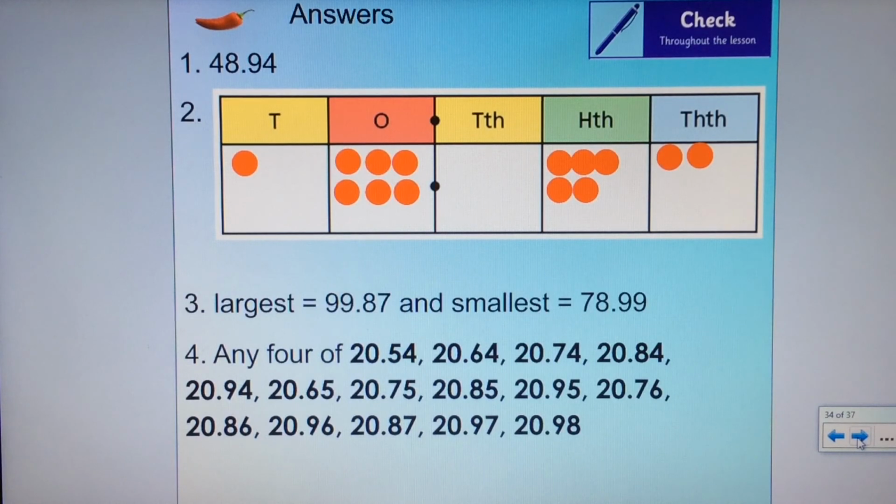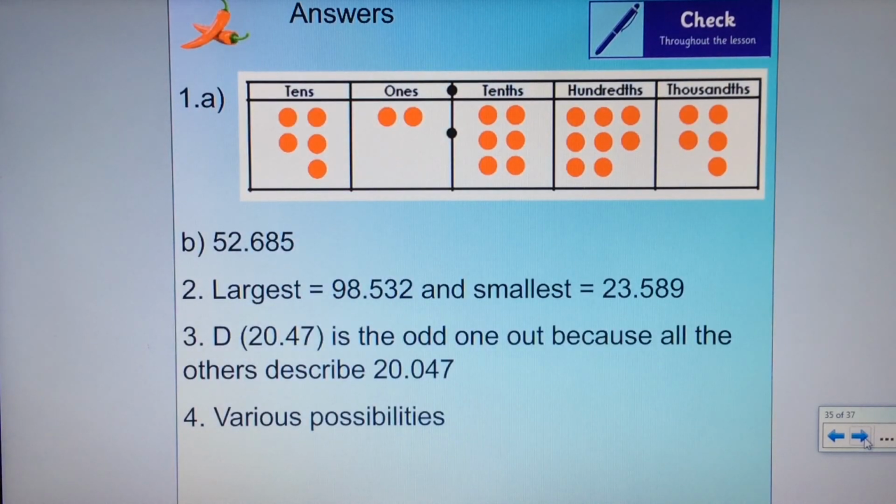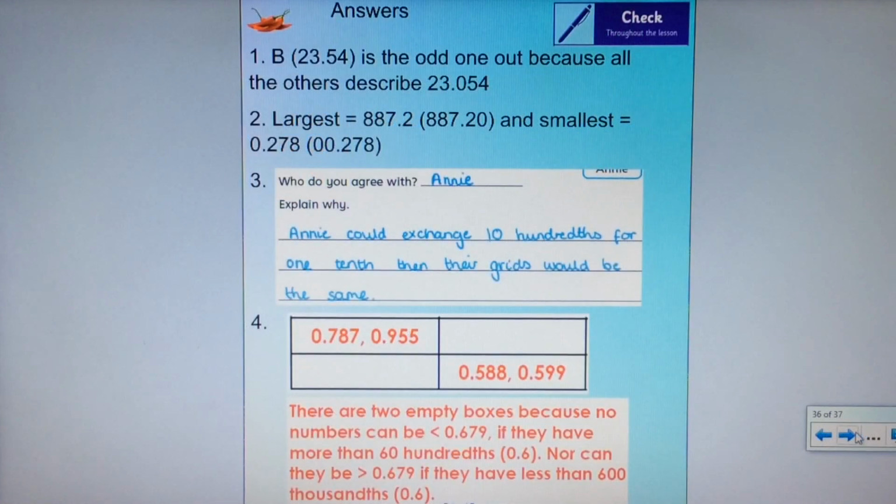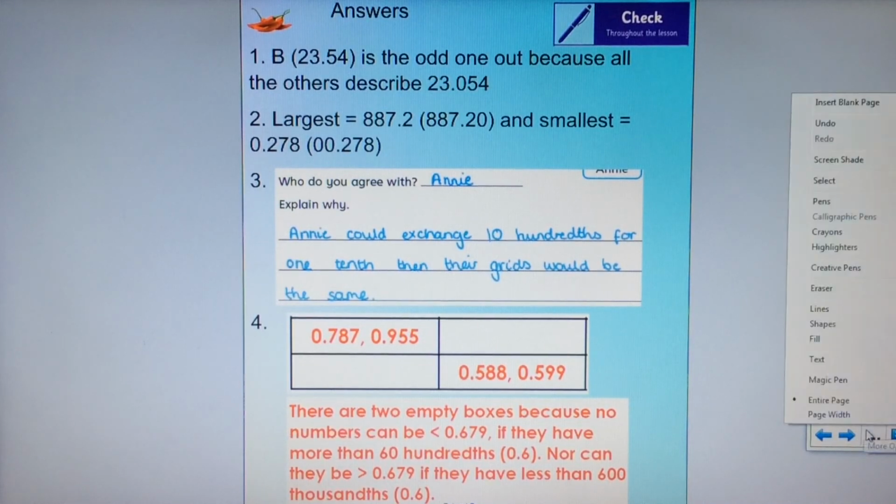Okay, here are the answers. So these are the answers to Chilli 1. You can mark your own work. Okay, remember for question 4, you only needed to put 4 of those values. The answers for Chilli 2. Question 4, there were quite a few possibilities, so I can't give you all of those. If you're not sure on that one, you could always email the Year 6 email address. And here are the answers to Chilli 3. Let me just zoom in on that for you.